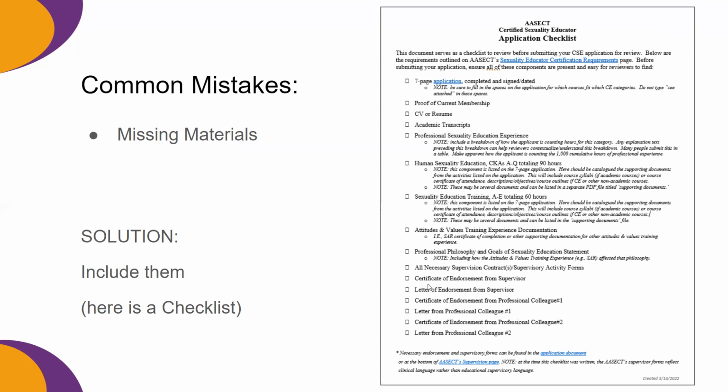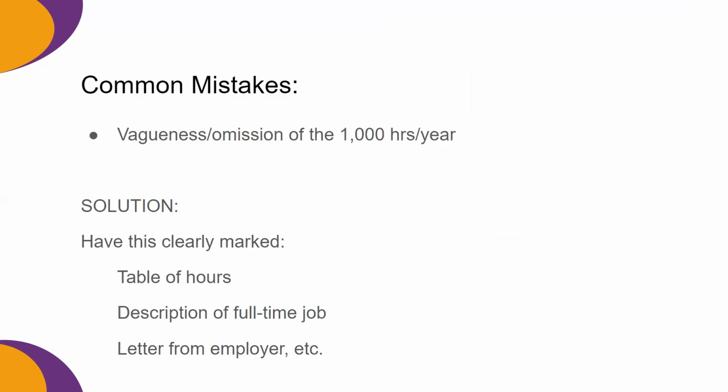Sometimes people would submit things and then not include their certificate of endorsement or the letter of endorsement from a professional colleague or a supervisor. All of those would be missing. And then we would have to reach back out to the applicant to say, hey, we're missing some information. Can you please submit that? This information was distilled directly from the Educator Certification Requirements page. And so you should be able to follow it pretty closely and have everything meet up there.